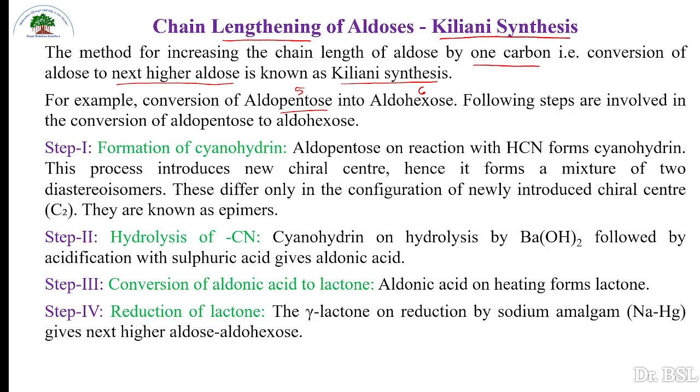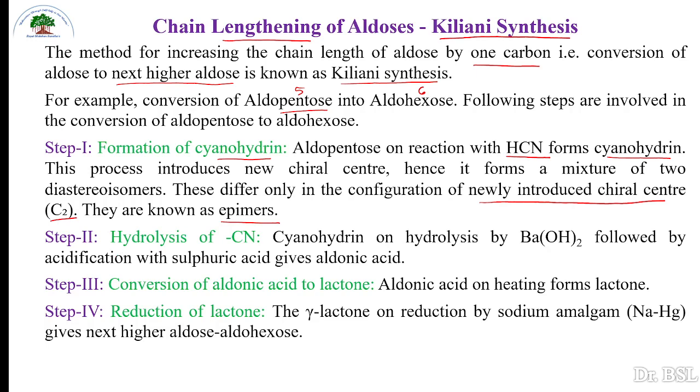So the steps are: the first step is formation of cyanohydrin. Aldopentose on reaction with HCN forms cyanohydrin. This process introduces a new chiral center. Hence, it forms a mixture of two diastereoisomers. These differ only in the configuration of the newly introduced chiral center, that is C2. And these two are known as epimers.